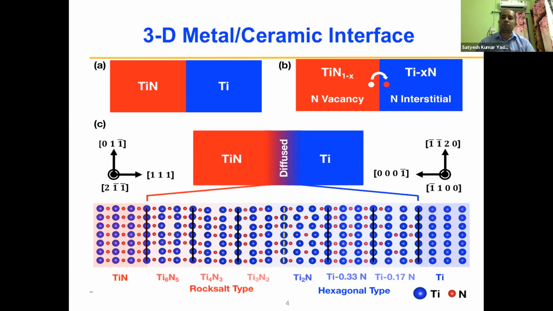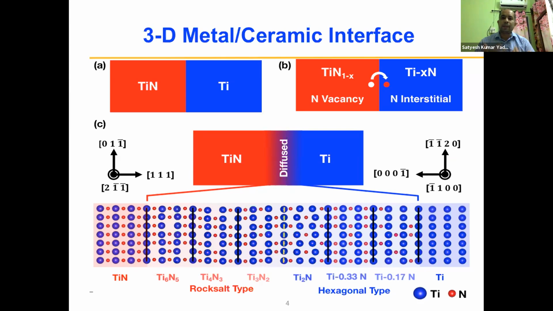And anyone you talk to, of course, starts with an assumption that this would be a perfectly flat interface and there would not be any mixing. To our surprise, what we find, using these density functional theory calculations and trying to understand the thermodynamics associated with metal ceramic interfaces, is that it is somehow thermodynamically favorable for nitrogen to form a vacancy. So there can be a formation of nitrogen vacancy in titanium nitride, and the same nitrogen can migrate into titanium to form a nitrogen interstitial.